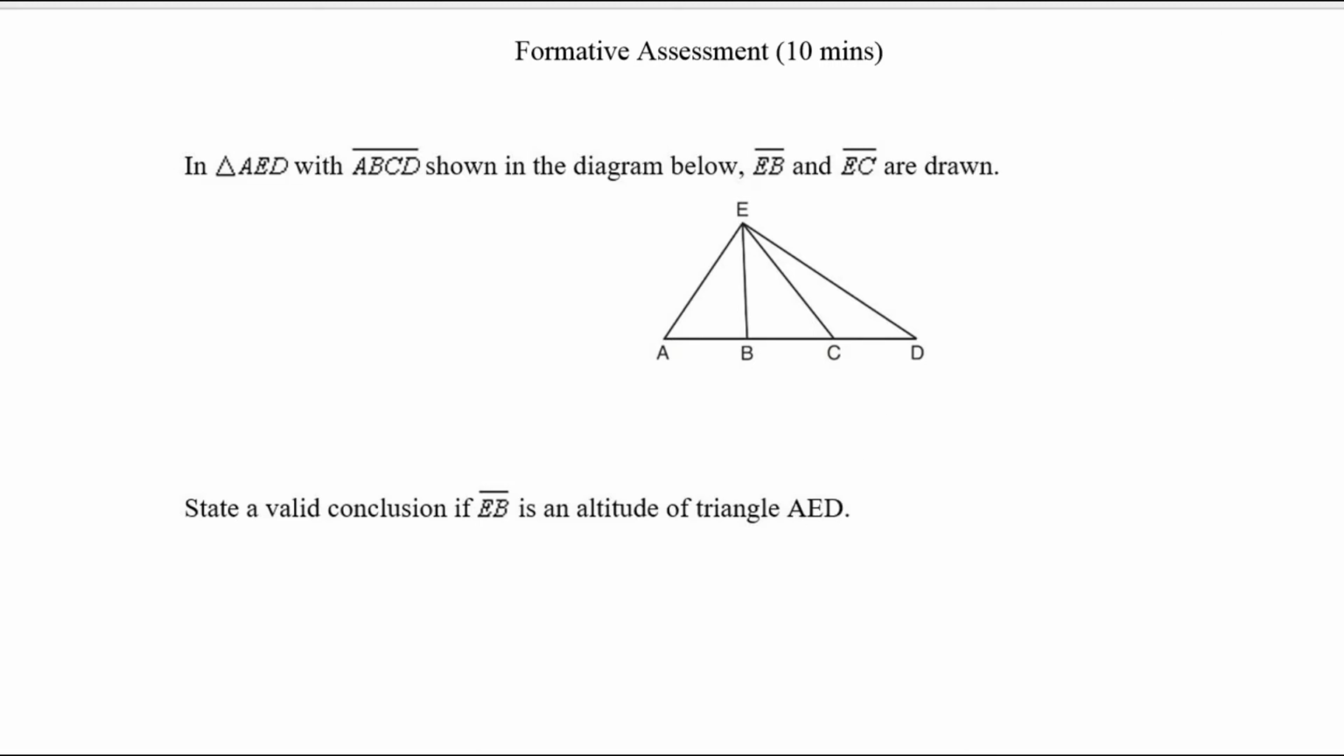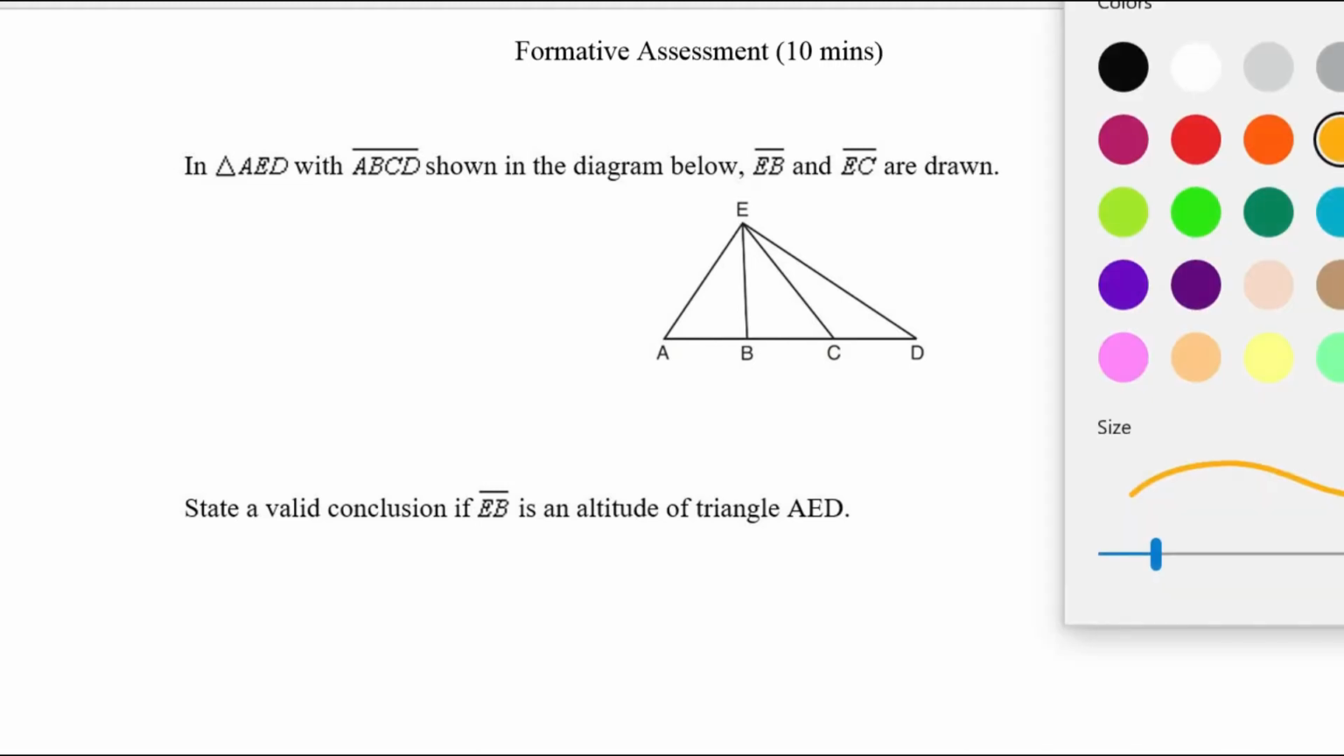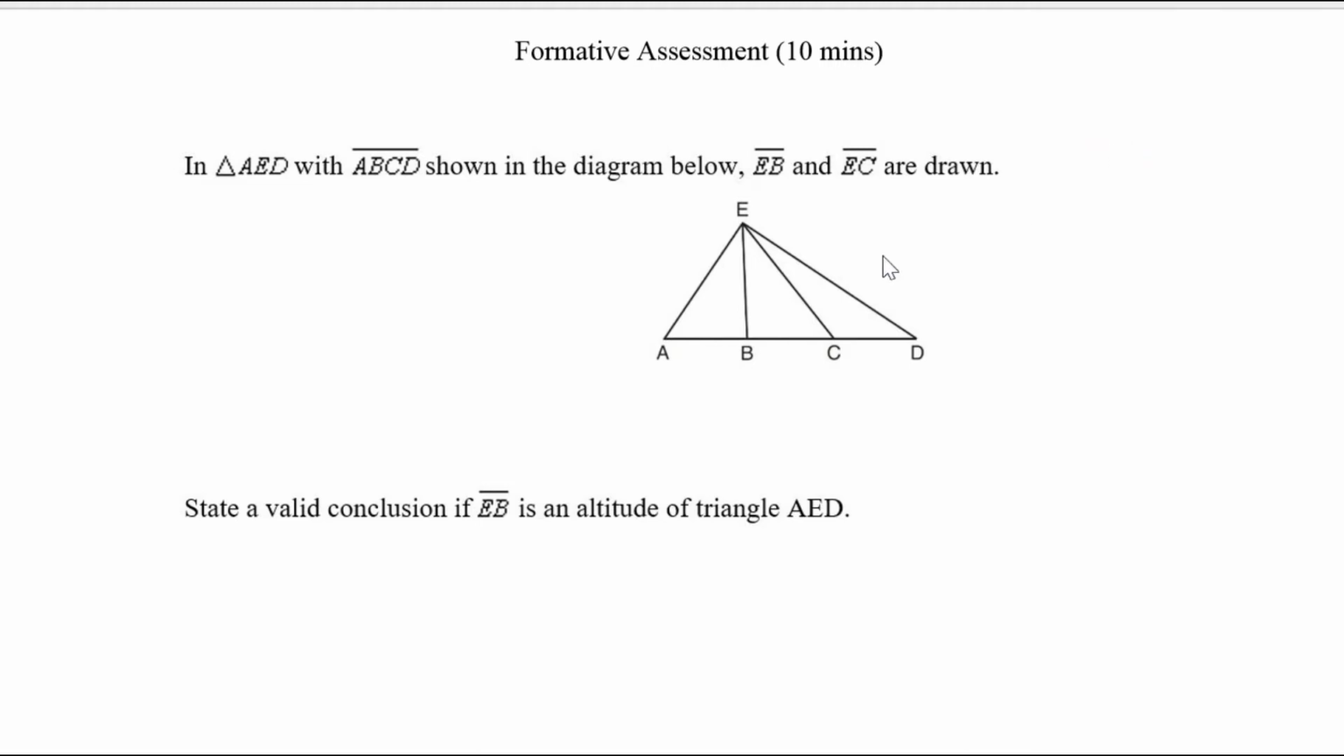With this class, you have to go by the definitions. They only ask about altitude, so EB. An altitude does one thing: it tells you the height and it forms 90-degree angles. Okay, so what does it say here? It says state a valid conclusion. EB is an altitude of triangle AED.